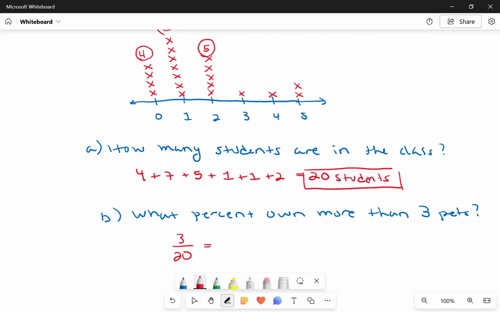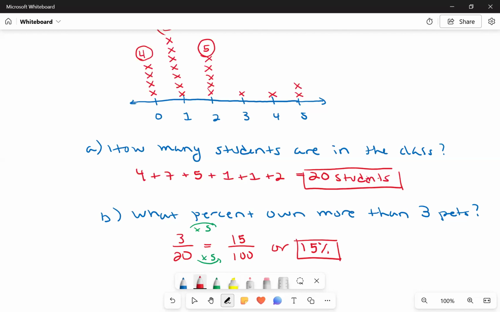Let's see. So we're doing a percent. I'm going to do this in my head. I'm basically saying, okay, I'm going to times that by 5, which will give me 100, right? So that'll be 15 over 100 or 15%. Trying to do some mental math there.